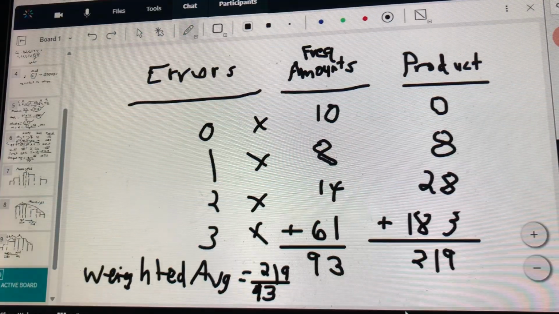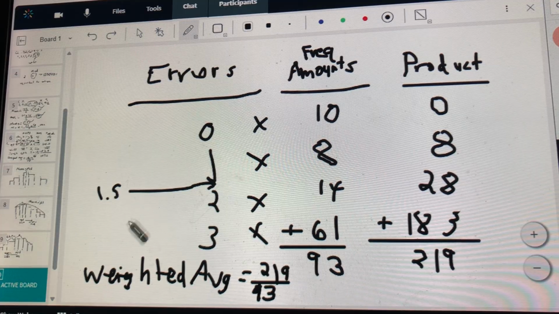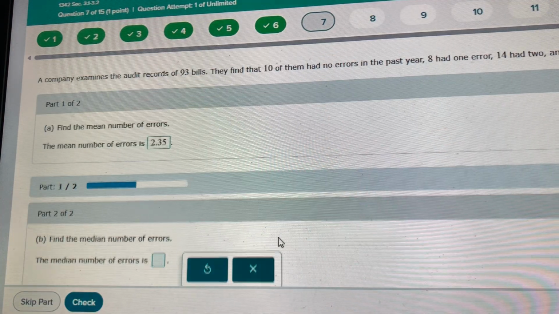So notice that that's pretty high in the list. The middle of the list is 1.5. But the answer was almost 2.4. The answer went away from the middle this way because there's so many down here on the 3. The 3 weighs a lot more, so it's pulling the average that way. That's why it's called a weighted average.